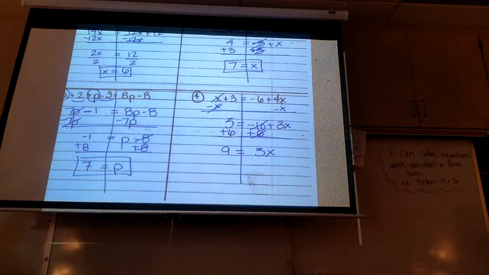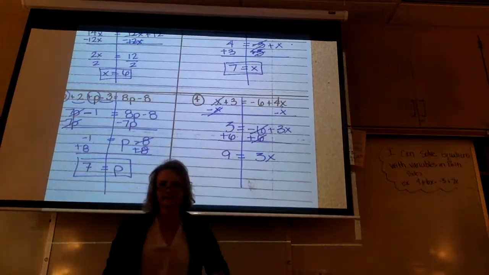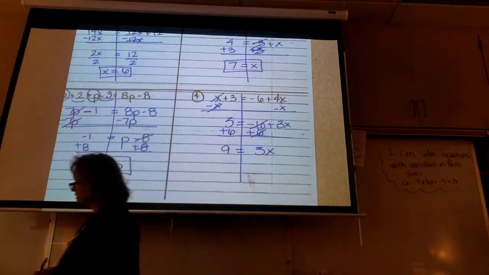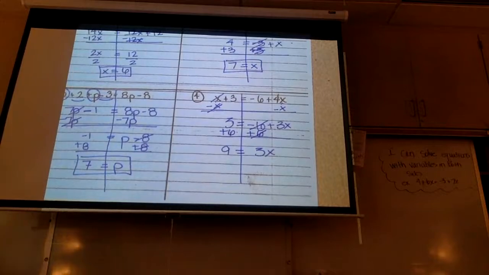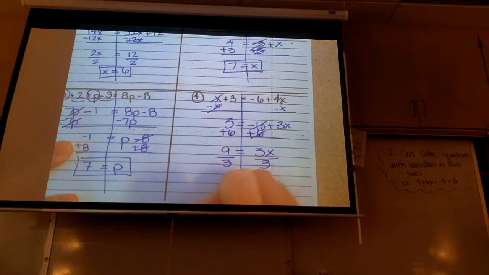We have almost rescued our hostage of x. But we have the bad guy times 3, so we're going to divide 3 on both sides. So I get 3 equals x.